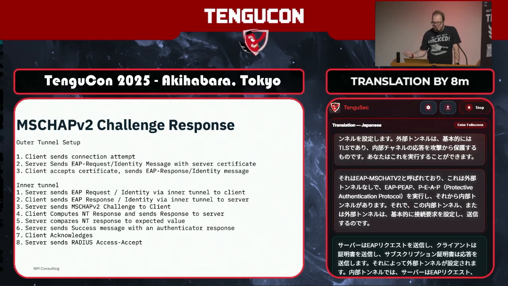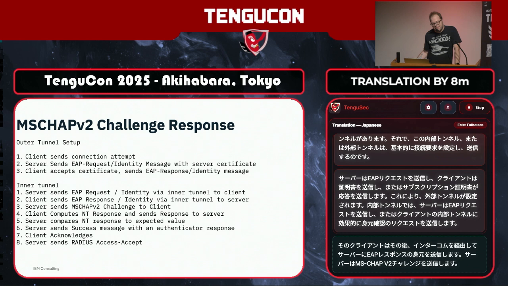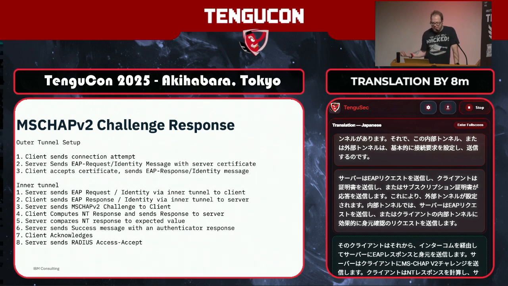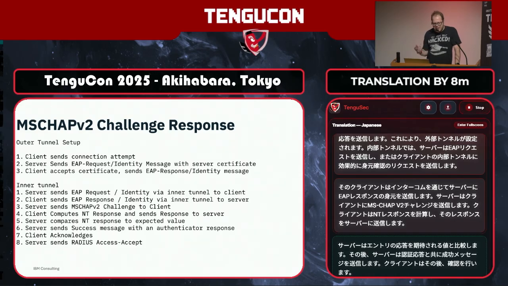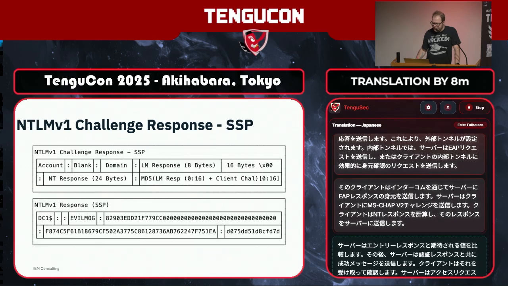The server sends the MSCHAP-v2 challenge to the client. Client computes the NT response, sends the response to the server. Server compares the NT response to the expected value. Then the server sends a success message with the authenticator response. The client then acknowledges, server sends the access request. This is a very verbose way of saying it's basically NTLM under the hood. It just looks slightly different.